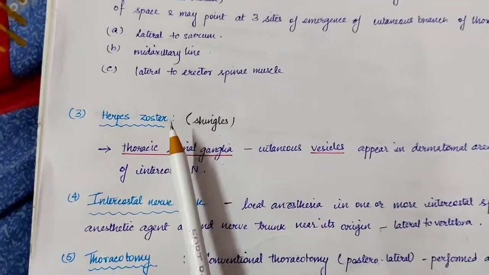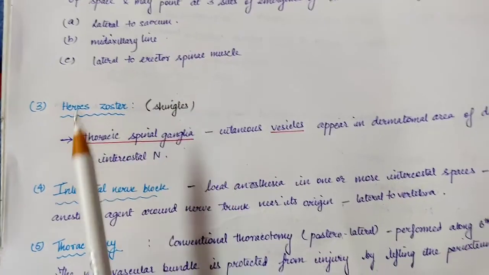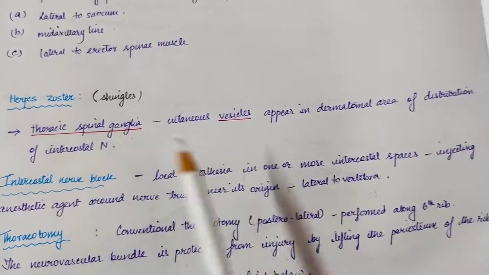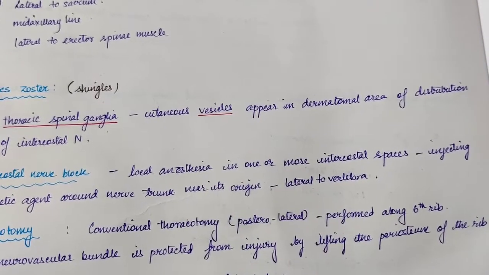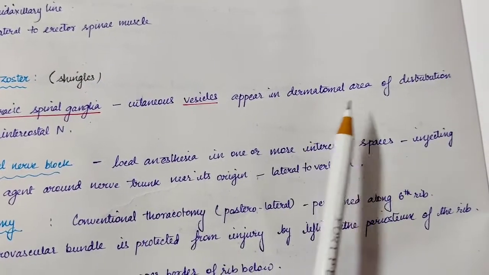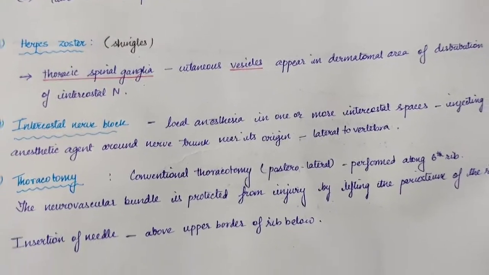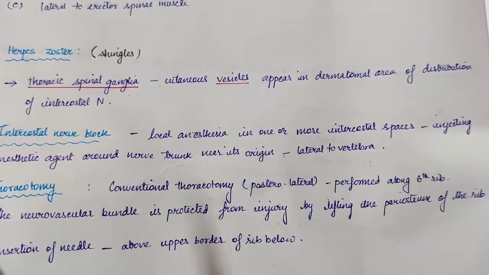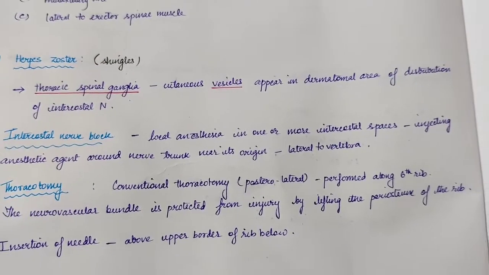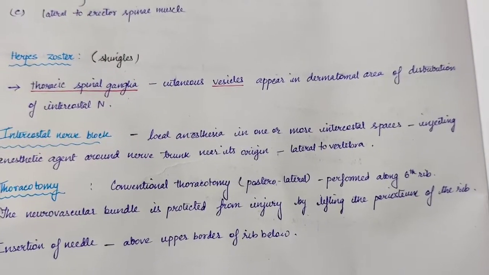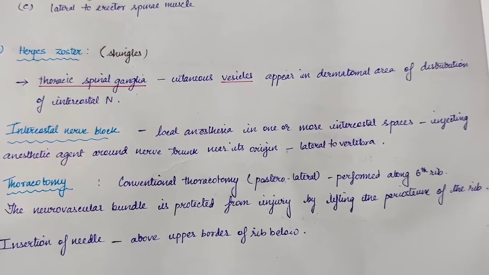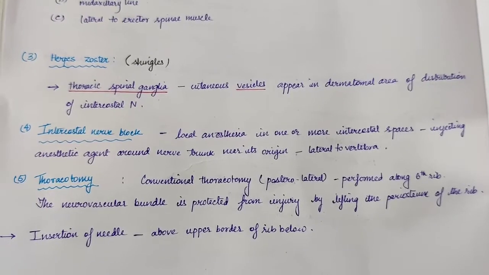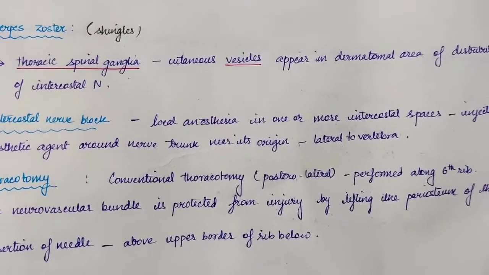Next, herpes zoster or shingles. Thoracic spinal ganglia are involved, and cutaneous vesicles appear in the dermatomal area of distribution of the intercostal nerves. Then the intercostal nerve block. If we want to give local anesthesia in one or more intercostal spaces, injecting the anesthetic agent around the nerve trunk near its origin, lateral to the vertebra, needs to occur.